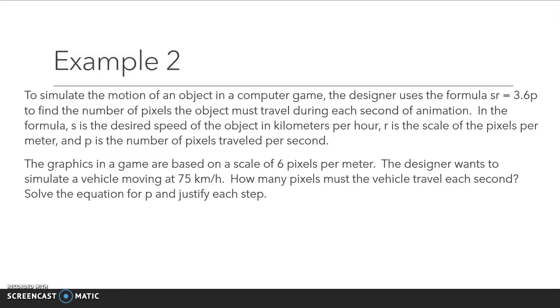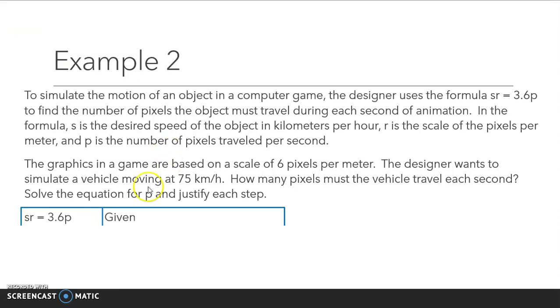So notice what they've done is they've given us an equation, SR equals 3.6p. They've given us a lot of information, but they've also given us some numbers. So 6 is the scale, and 75 kilometers per hour is the speed of the object. So we're going to start by setting up our proof. Our given statement always comes first. So we're going to write our equation down, and we're going to say given. So I have my beginning to my proof.